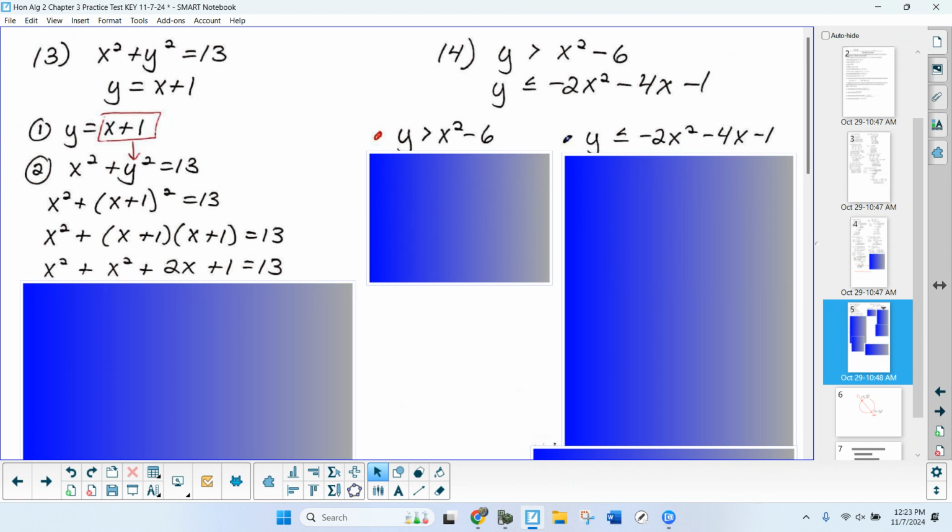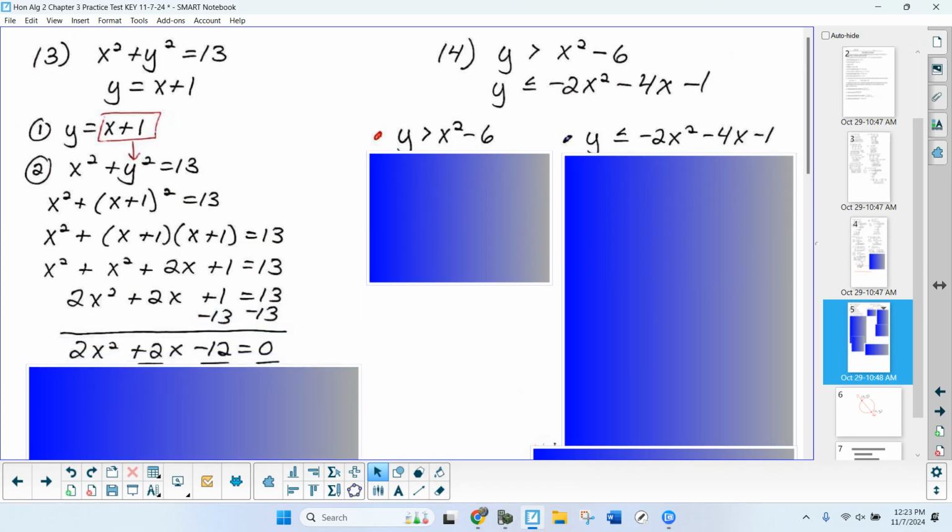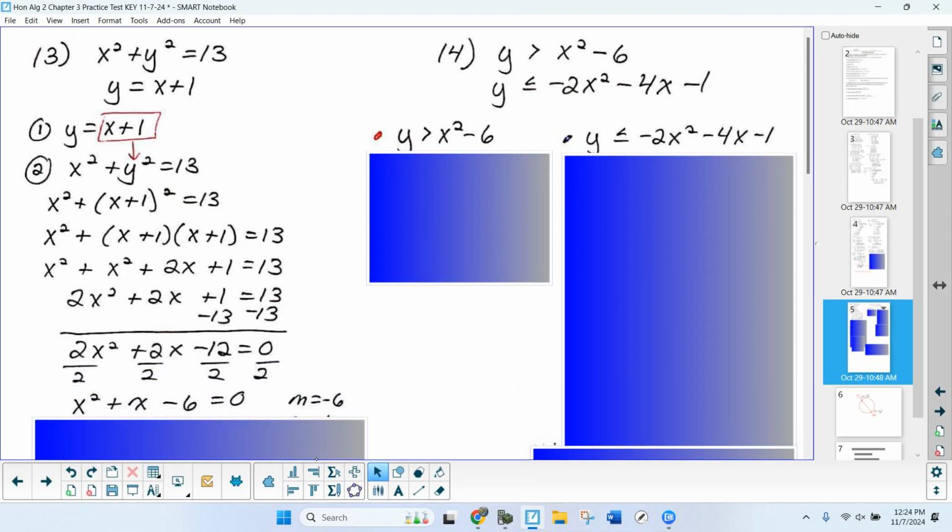2x squared. What do you get with just the 2x? And then what did you do to the 13? Subtract it over. And when you did, you got what? Negative 12. Negative 12. So, is everybody okay getting to this quadratic? What did you see that you could do next? Divide by 2. Divide through by 2, everything including the 0. And now, did you factor?